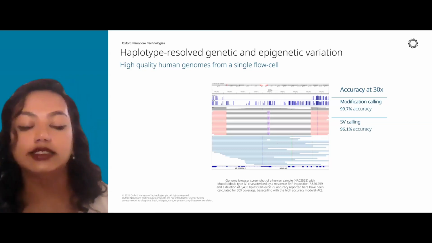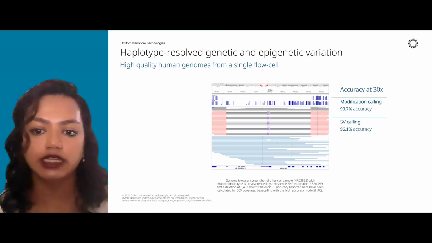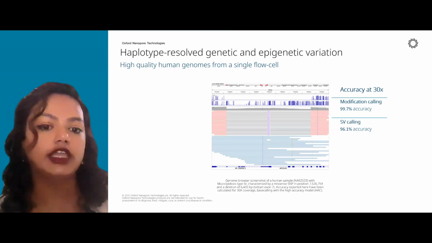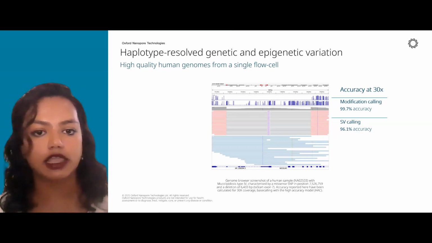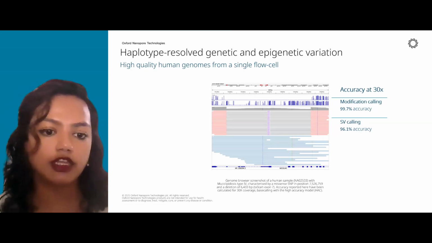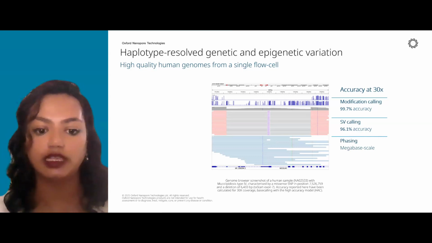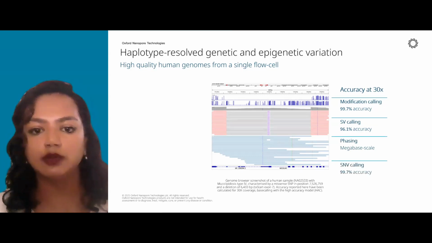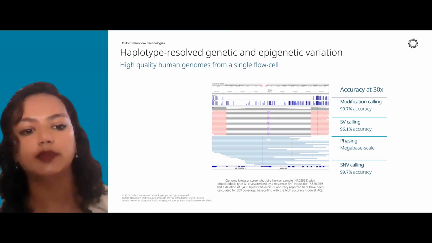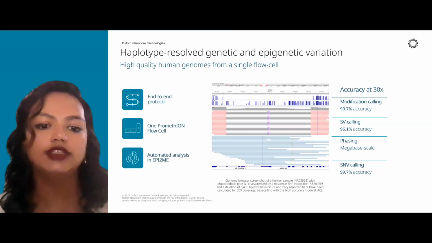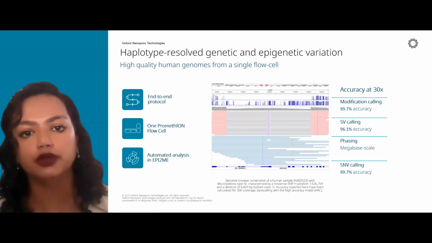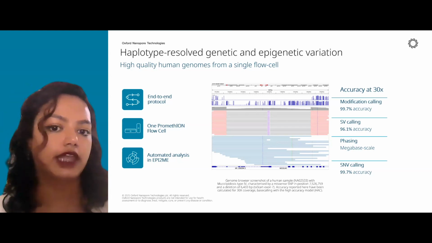Methylation calling at the single base level is over 99.5% accurate, which is actually more than bisulfite sequencing. SV calling is over 96%, and this is basically as good as it gets because it's limited by truth sets. And you even get megabase scale phasing. All of these accuracy numbers can be obtained with live base calling on our P24 device with the HAC base calling model. And to make human genetics streamlined and accessible, we also have several end-to-end protocols available from sample to data analysis.